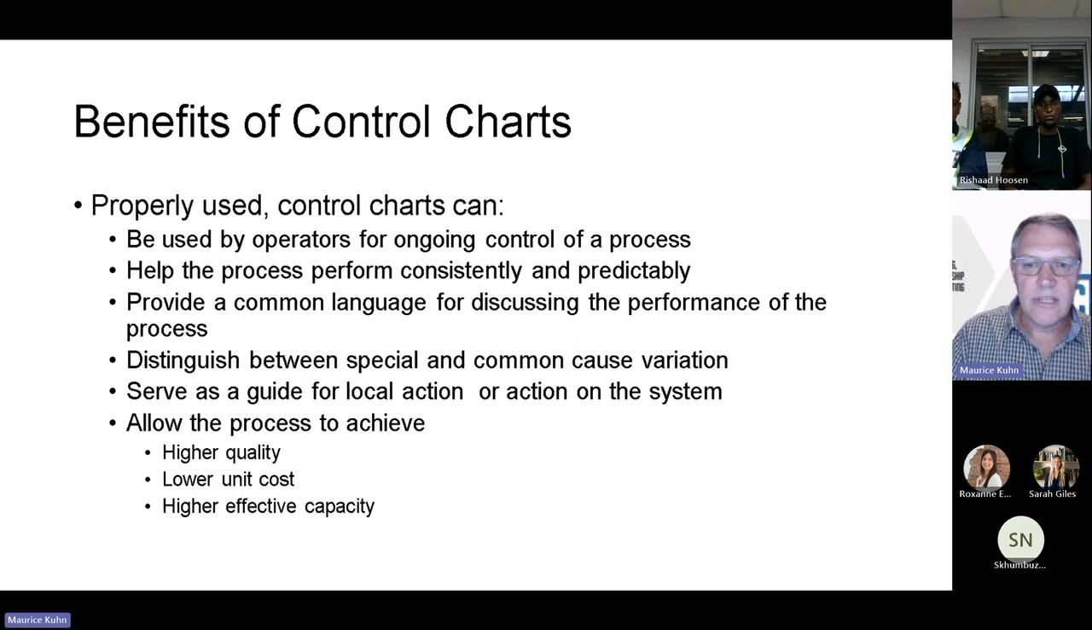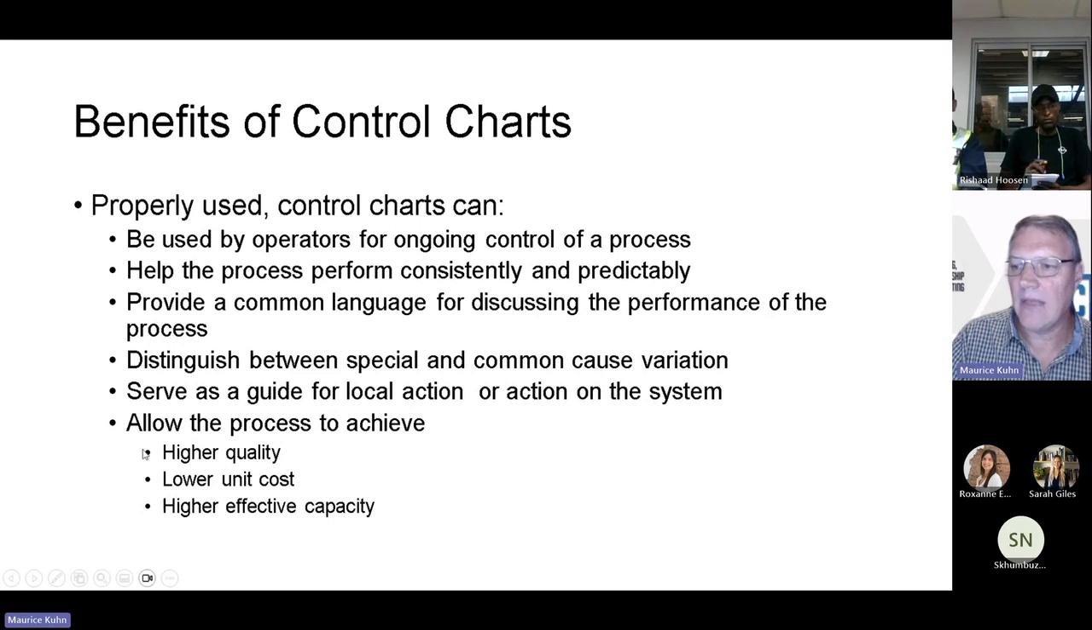So one of the tools that we use mostly is control charts. And if properly used, control charts can be used by operators to, in an ongoing way, control a process. It can help us perform consistently and predictably. It can provide a common language. So if everybody understands the control charts and the limits that have been put there, it provides a good way to talk to one another. It can allow us to distinguish between special cause and common cause variation. And it can serve as a guide for local action or action on a system.